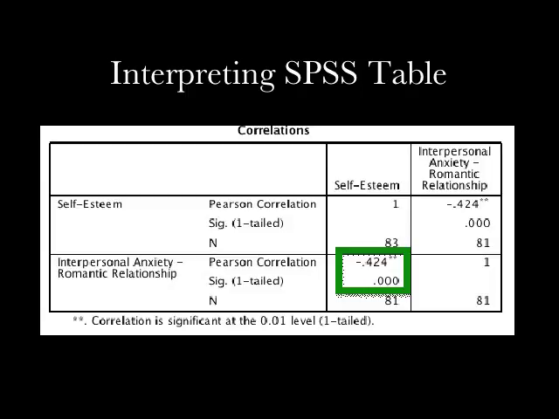Now that you have run your analyses, let's take a look at our output. This is what your correlation table should look like in SPSS. This table will tell you what the correlation is between self-esteem and interpersonal anxiety, the strength and direction of the relationship, and the significance of the relationship. For this example, the Pearson correlation is negative 0.424. This is our R value. It tells us that there is a negative relationship between self-esteem and interpersonal anxiety, and this relationship is significant at the 0.01 level.